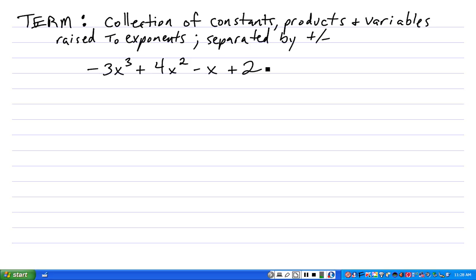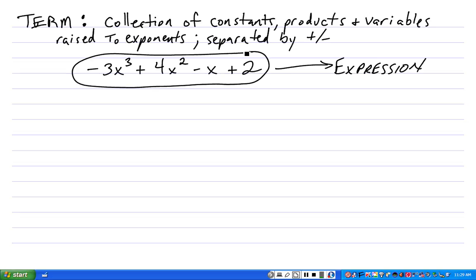Okay, so we have negative 3x to the third plus 4x squared minus x plus 2. We would consider this an expression. Generally speaking, we would consider the whole thing an expression. It's not an equation because equations are defined by having an equal sign in them. And it's not an inequality, because inequalities have the greater than or less than sign in them. So this would be considered an expression. Now, what we want to do is see what makes up this expression.